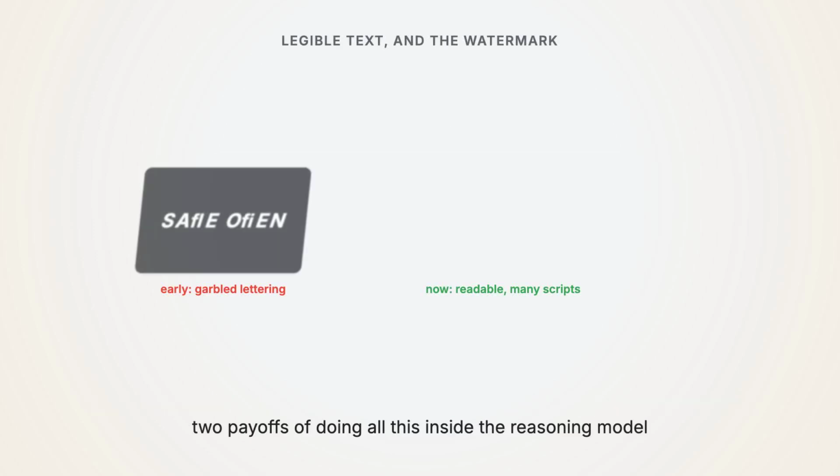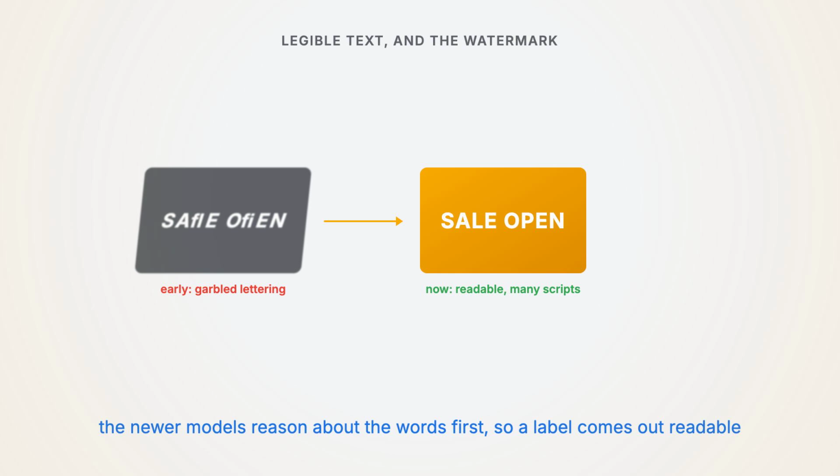Two payoffs of doing all this inside the reasoning model. First, legible text in the image in many languages. Early image models were notorious for garbled, dreamlike lettering. They painted shapes that looked like letters without spelling words. The newer models reason about the words first, so a poster or a label comes out actually readable across different scripts. That is a perfect example of progress, not a permanent flaw, a problem that got solved.